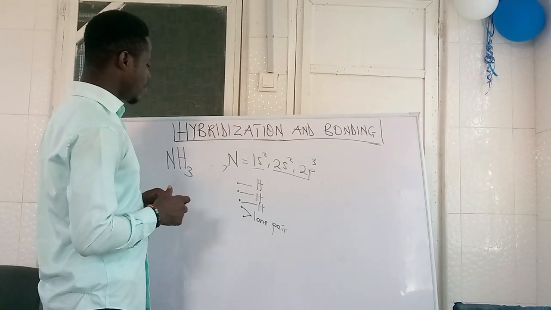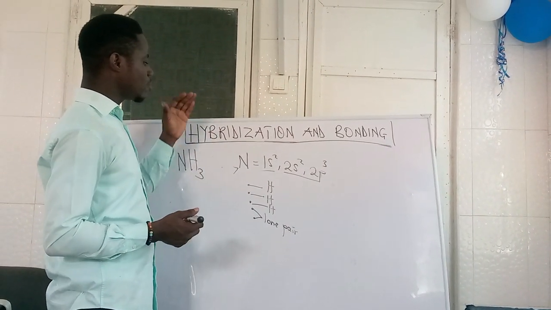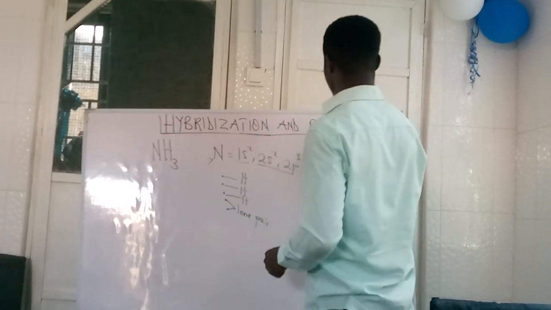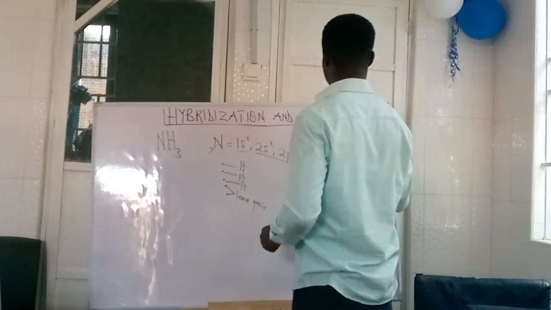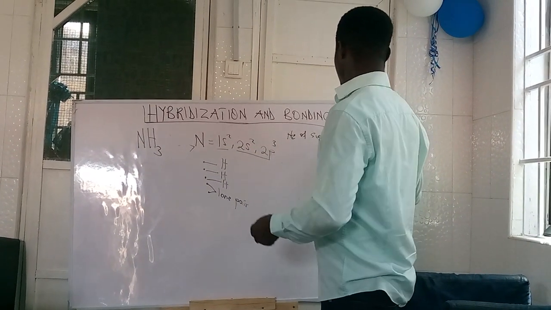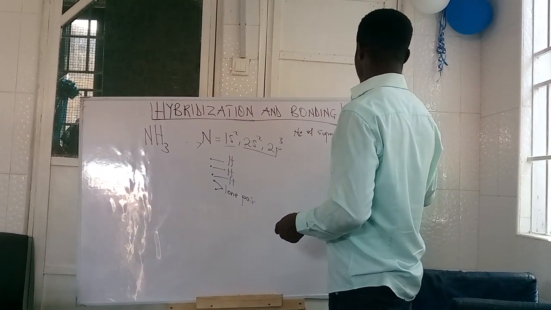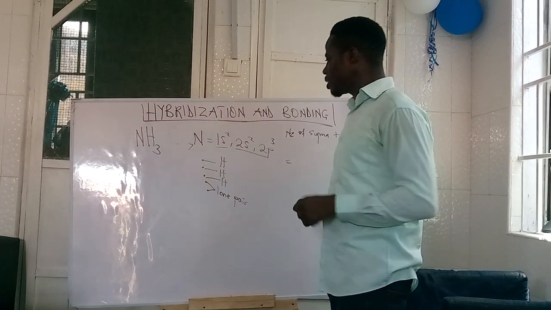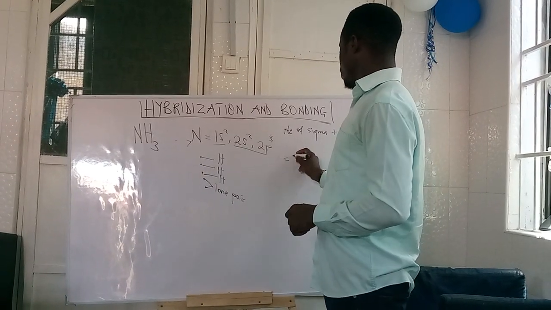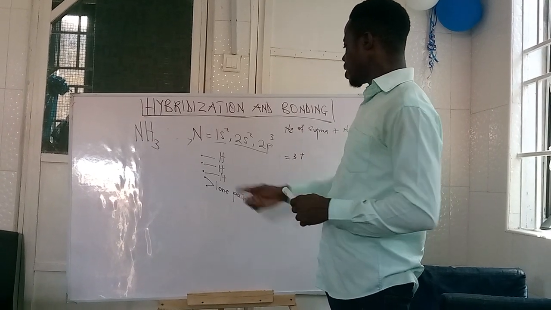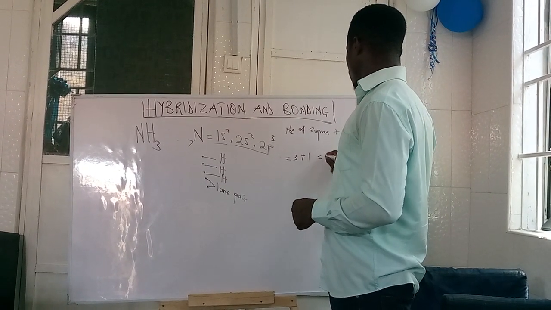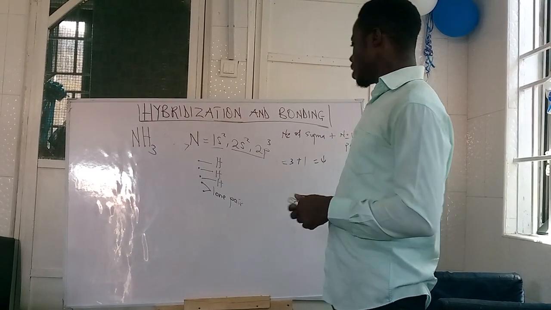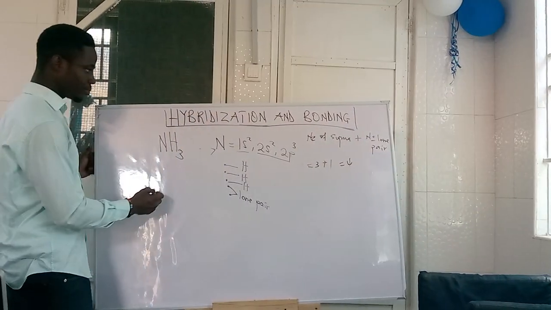Based on the formula we used in our previous video, we said if you want to know the type of hybridization in a molecule, we use the formula: number of sigma bonds plus number of lone pairs. So the question is, how many sigma bonds are found in ammonia? 1, 2, 3. So we have 3 plus how many lone pairs? We have 1 lone pair. So at the end of the day, we have 4 what? Hybrid orbitals formed.